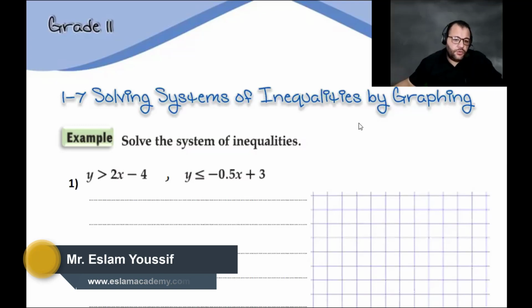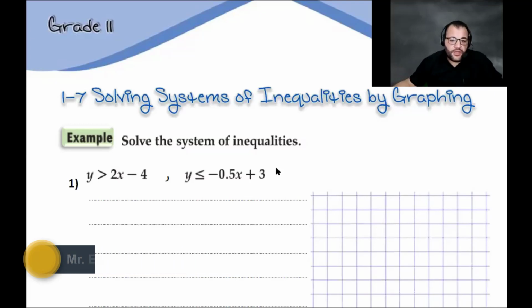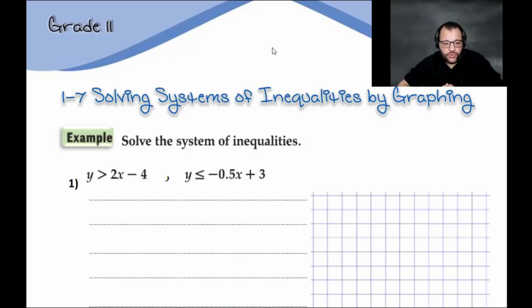Today, inshallah, we will talk about solving system of inequality by graphing. If you remember, solving system of equation, as we said, that system of equation consists of more than one equation, and the number of equations depend on the number of variables. So if you remember how we can graph the inequality, how we can graph the inequality?